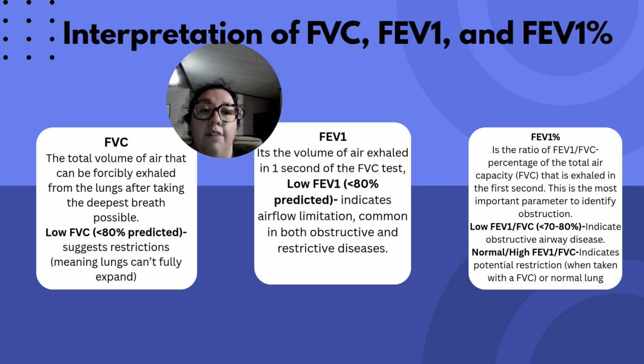FEV1% is a ratio of FEV1 and FVC, the percentage of the total air capacity, which is your FVC, that is exhaled in the first second. This is the most important parameter to identify obstruction. So if your FEV1% is lower than 70%, it could indicate obstructive airway disease. Now, if you get a normal or a high FEV1/FVC ratio, it can indicate potential restriction when taken with an FVC or a normal lung.